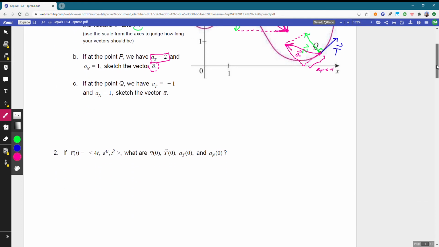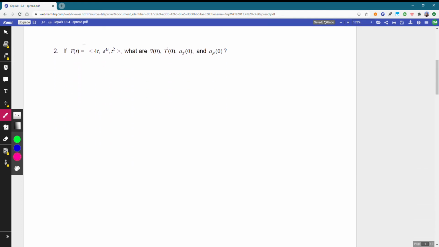All right, moving down. So here we have a vector function, and we want to know its velocity, unit tangent, and the tangential and normal components of acceleration at time 0. And so here to start off, velocity, take the derivative. So velocity, maybe I'll label this at general time t. Taking the derivative, we get 4 e to the 4t, and then 2t. And so at time 0, this will be 4, 4, and 0. Just plug it in for t.